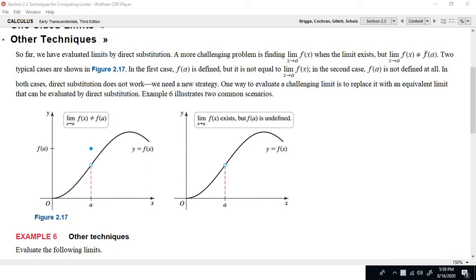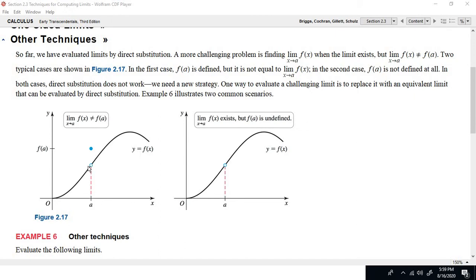Okay, so what we're going to do in these cases where you cannot evaluate this limit by evaluating f at a is try to find an equivalent limit that can be evaluated using direct substitution. I'll do a couple of examples of this kind of case in a minute. But I just want to show you what this particular case might look like. So here's a graph of a function.